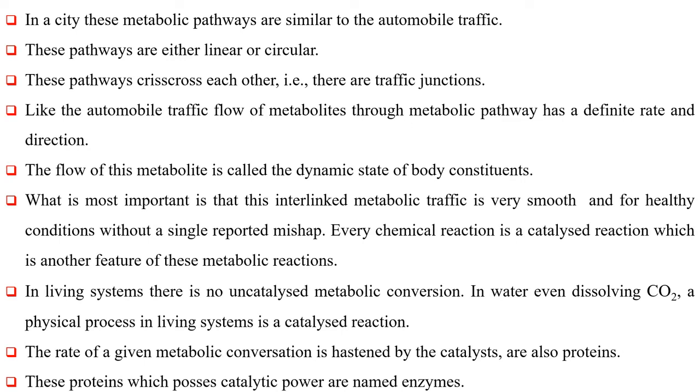These metabolic pathways are similar to the automobile traffic in a city. These pathways are either linear or circular. These pathways crisscross each other, that is, there are traffic junctions. Like automobile traffic, the flow of metabolites through a metabolic pathway has a definite rate and direction. The flow of these metabolites is called the dynamic state of body constituents. What is most important is that this interlinked metabolic traffic is very smooth and, for healthy conditions, without a single reported mishap.